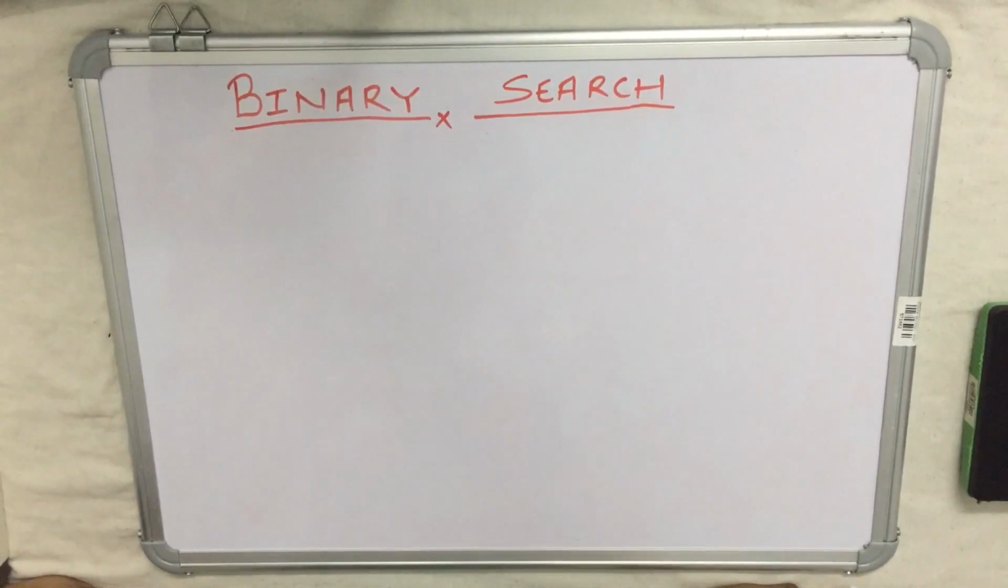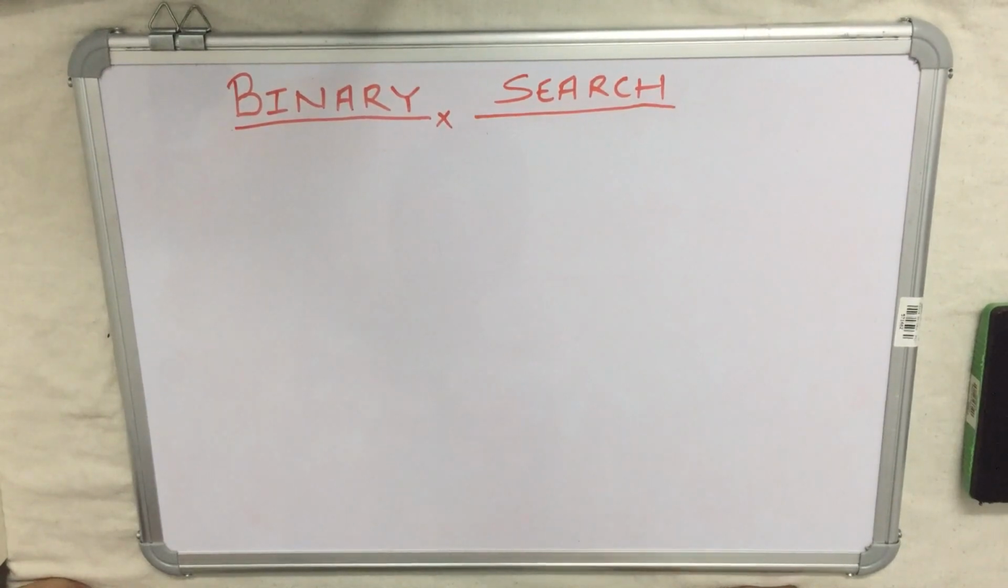Hello fellow friends. Today we're going to talk about the binary search algorithm. It is a very basic algorithm which you will find in any of your data structure and algorithm courses.